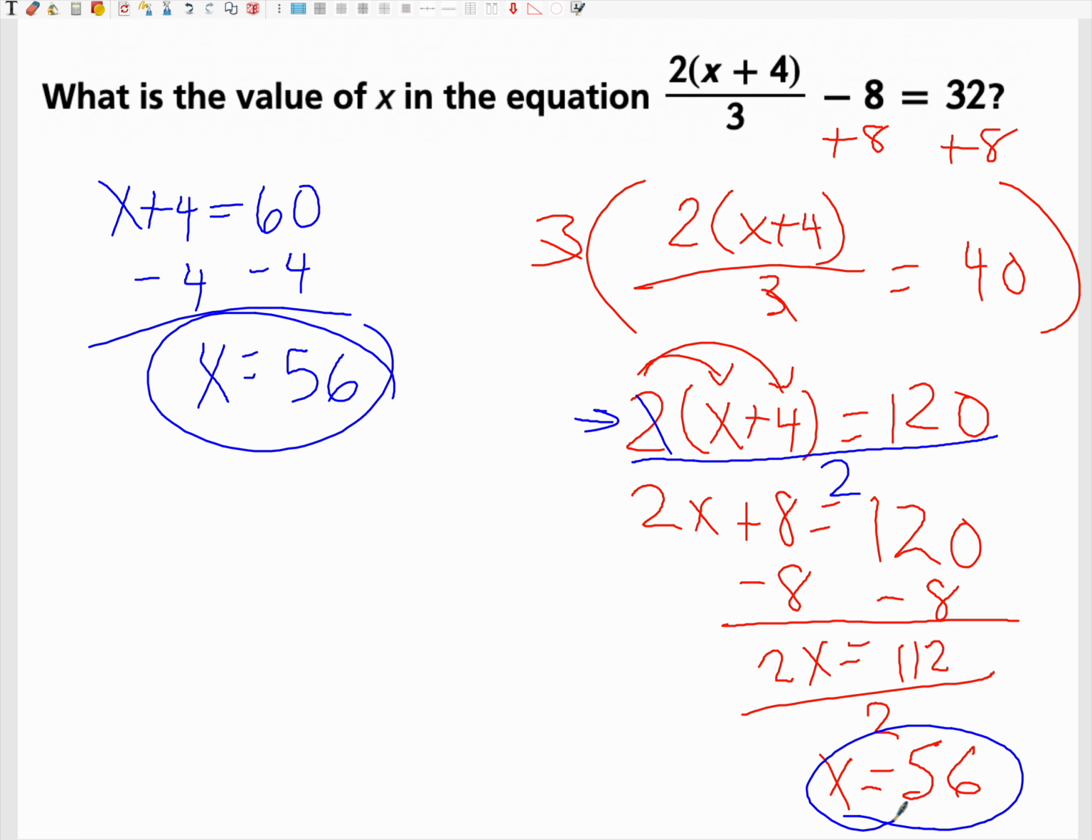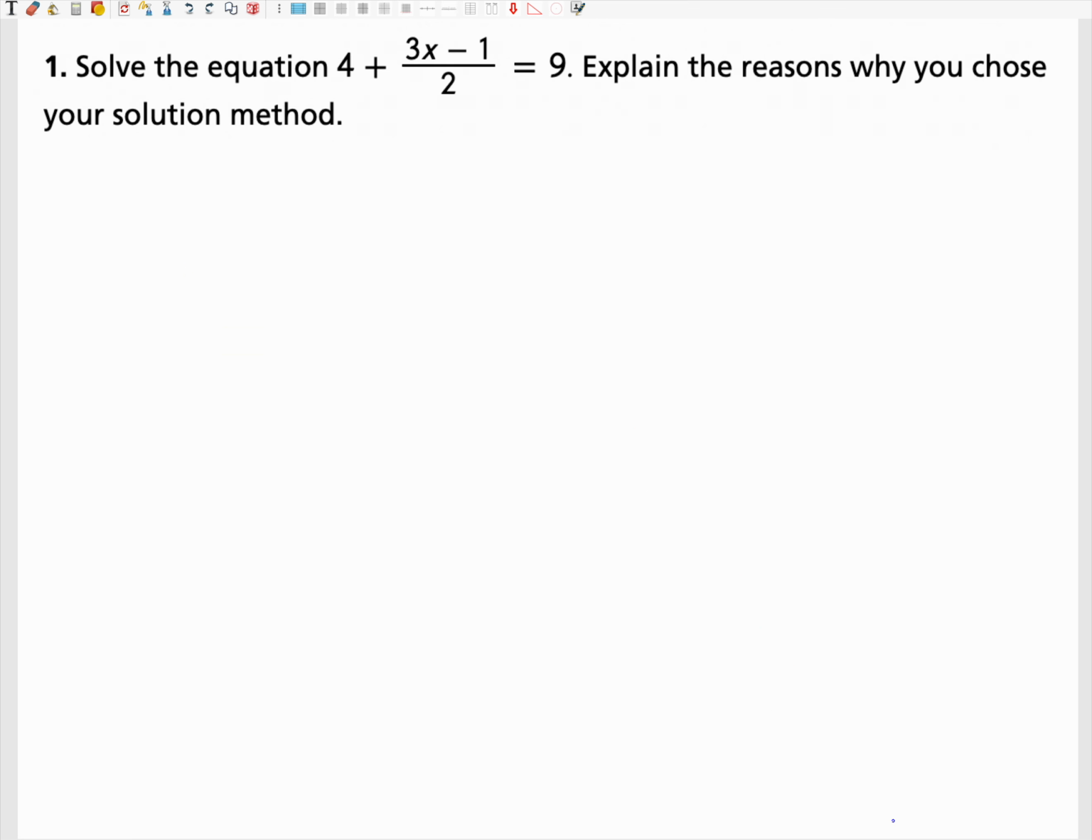All right. That's a linear equation. You just solved a linear equation. Did that feel familiar? You've done solving like this before. Okay. Solve the equation and explain the reasons why you chose your solution method. How do we explain? Well, I don't know. Why did you do the steps you do? Why you do the steps you do, I guess, is how you explain it. What's our first step going to be? Subtract 4. Minus 4. I like it.